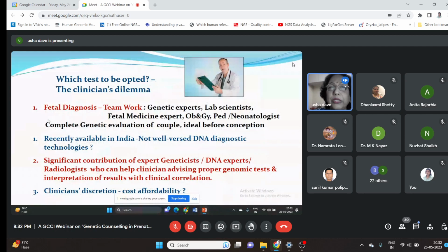Okay, which test to opt for, generally clinicians will not know. It is a dilemma for them. Therefore, it is a teamwork. A complete genetic evaluation before conception is ideal, but in our cases it doesn't happen. The couples are coming, as I showed you, but sometimes they are late in pregnancy. Clinicians are not well versed with DNA diagnostic tests, and as I told you, the contribution of geneticists and DNA experts becomes very, very important while advising them about prenatal testing.